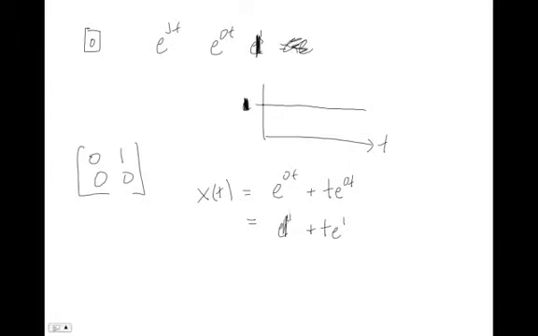So now I have e to the 0 is a 1. Anything to the 0 power is a 1, plus t e to the 0, which is again, so I'll rewrite this. It looks like 1 plus t. Now here's time. Here's 1 plus t. It looks like this. And it's growing to infinity.